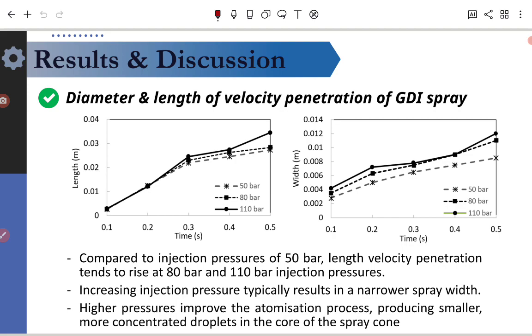Increasing injection pressure typically results in a narrower spray width. Higher pressure improves the atomization process, producing smaller, more concentrated droplets in the core of the spray cone.